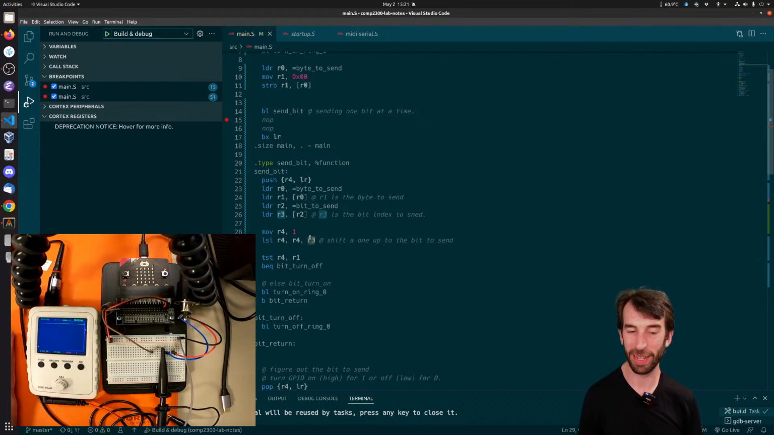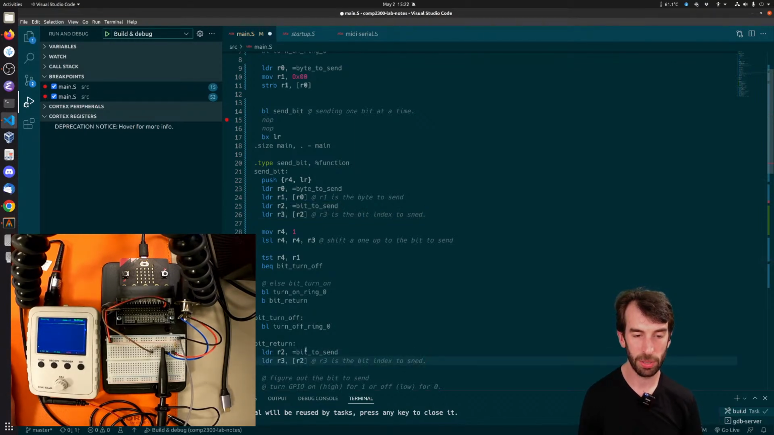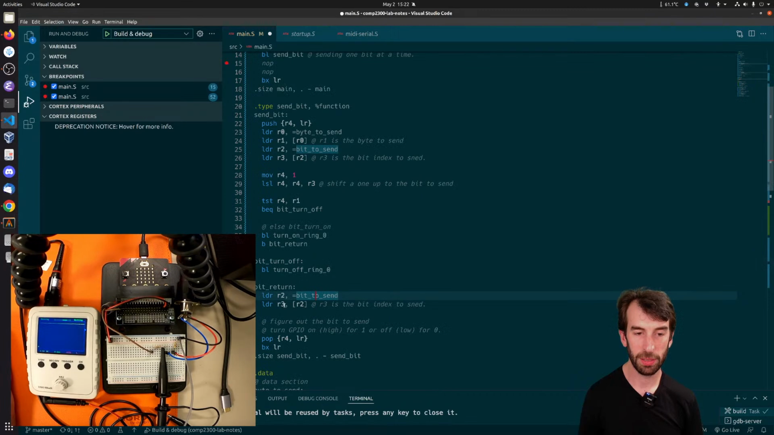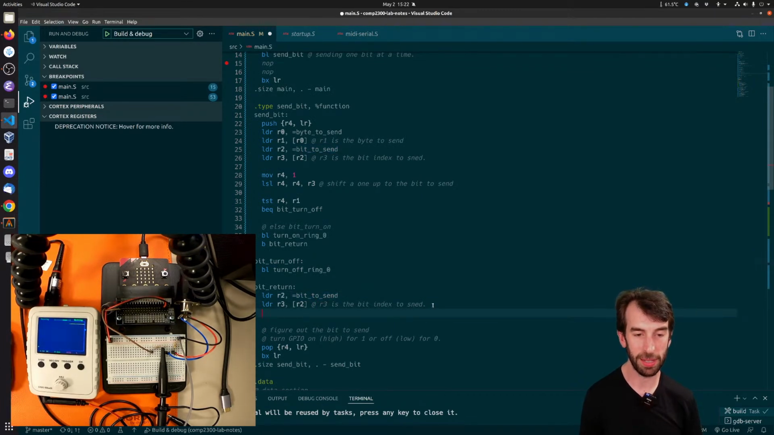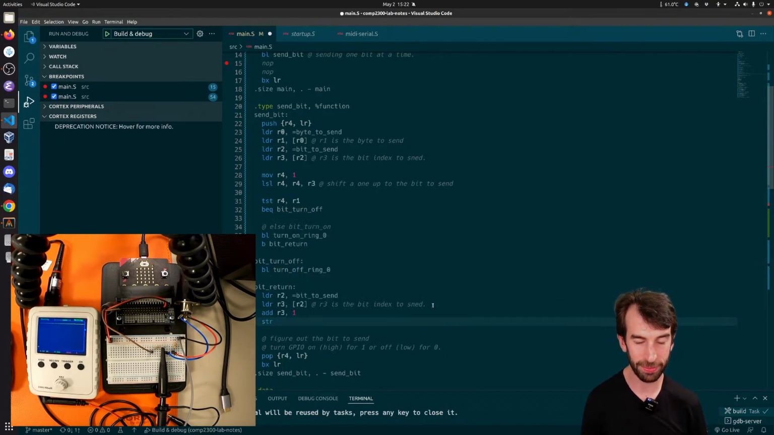Okay, I should make sure I've got this right. R4 is now the test pattern. Test R4 with the byte. If it's 0, turn it off. If it's not, turn it on. Then we return, and in our return, we're just going to increment bit to send. Add R3, 1, and then store it back.